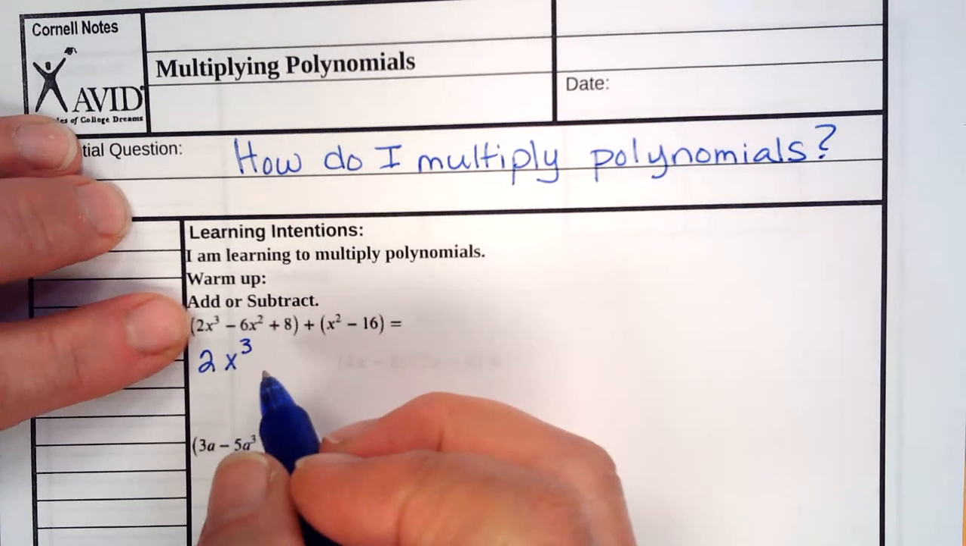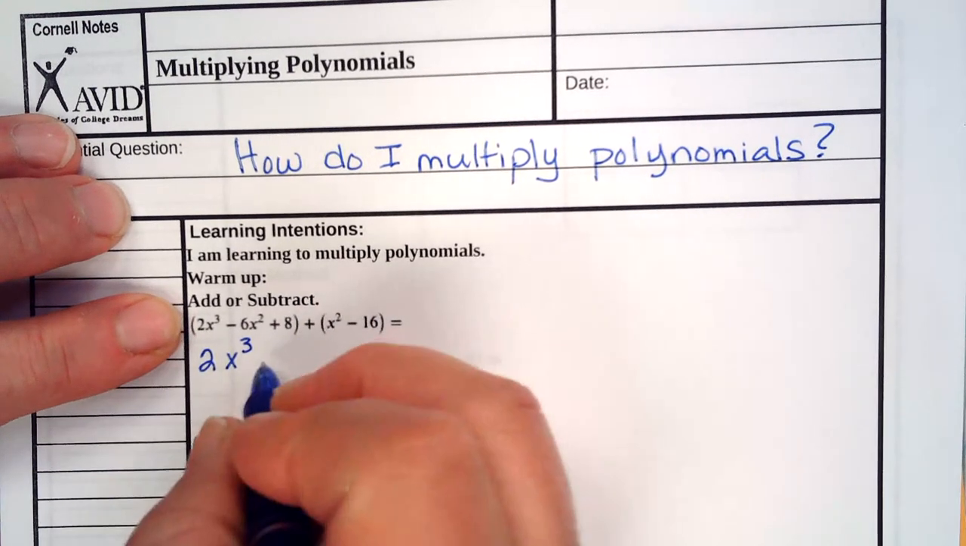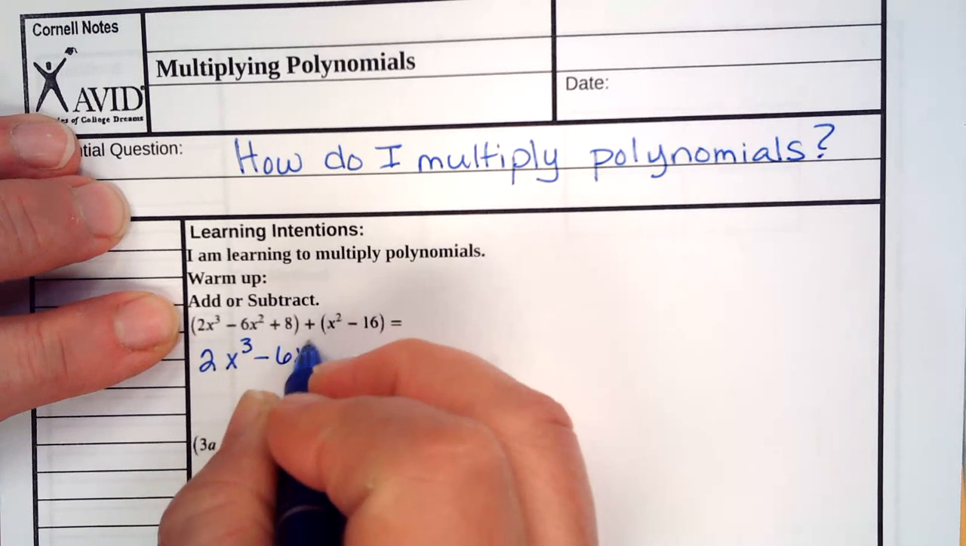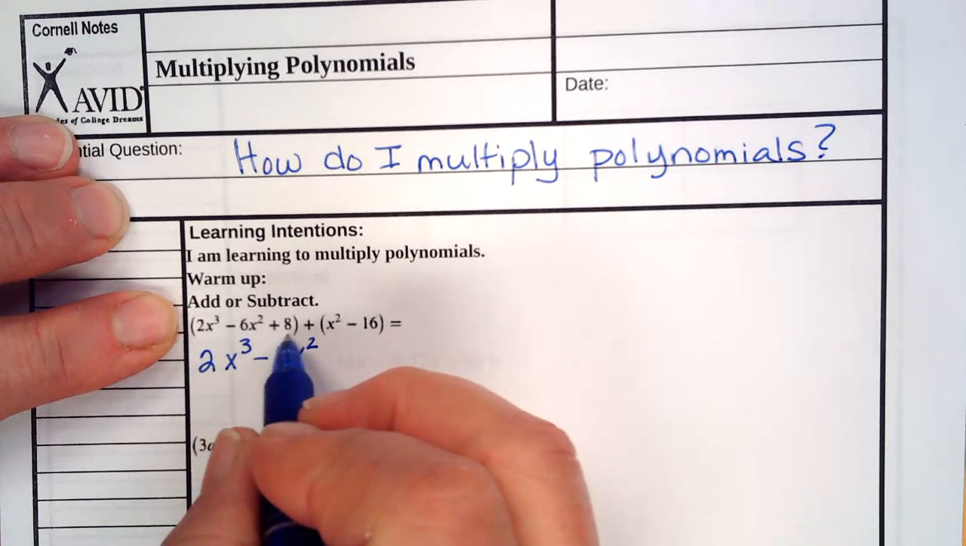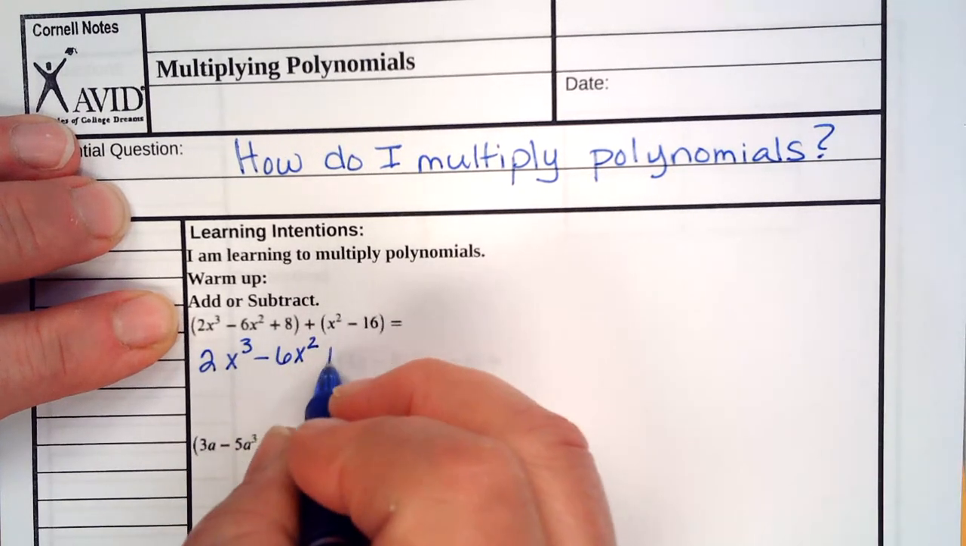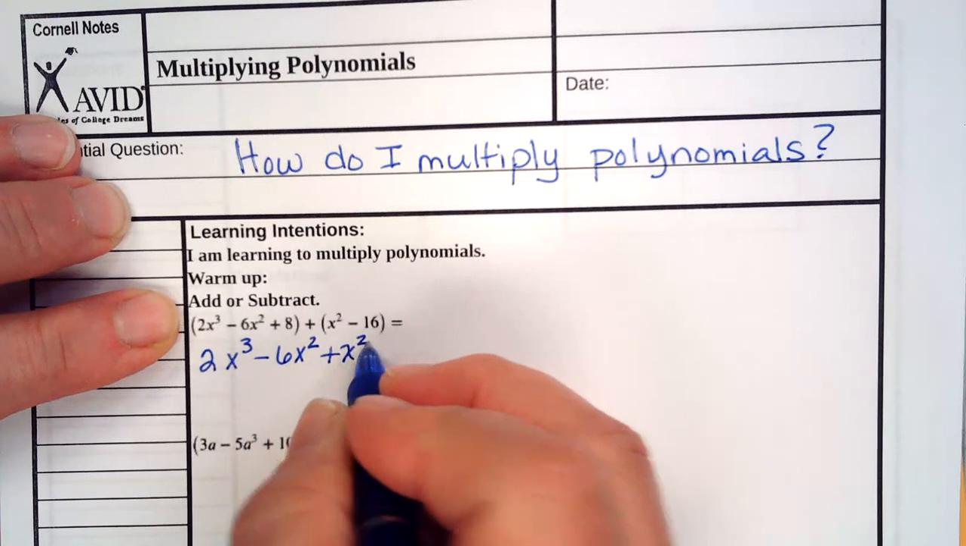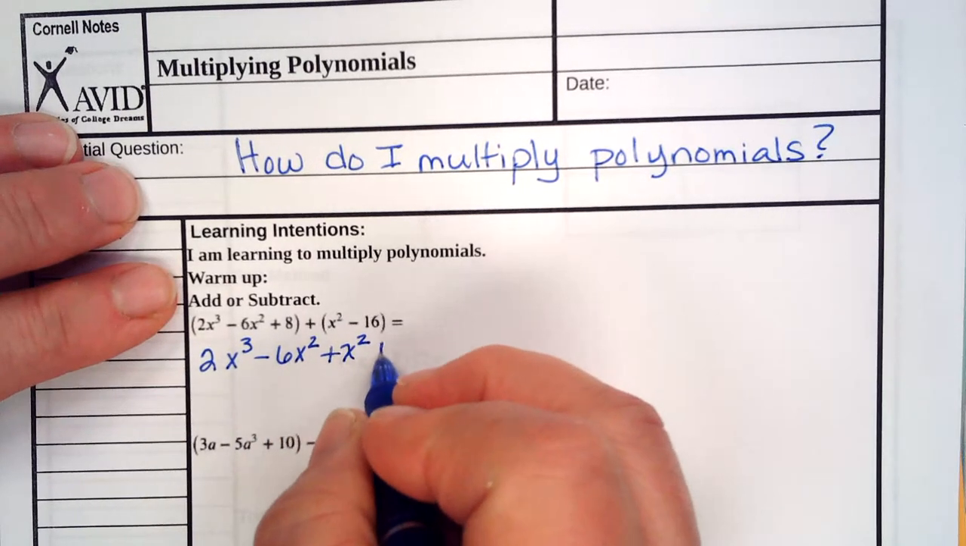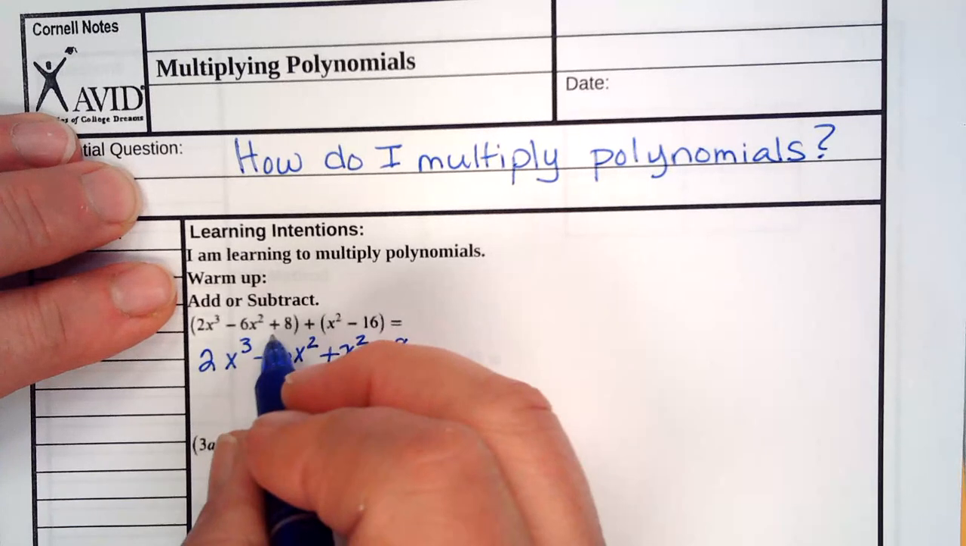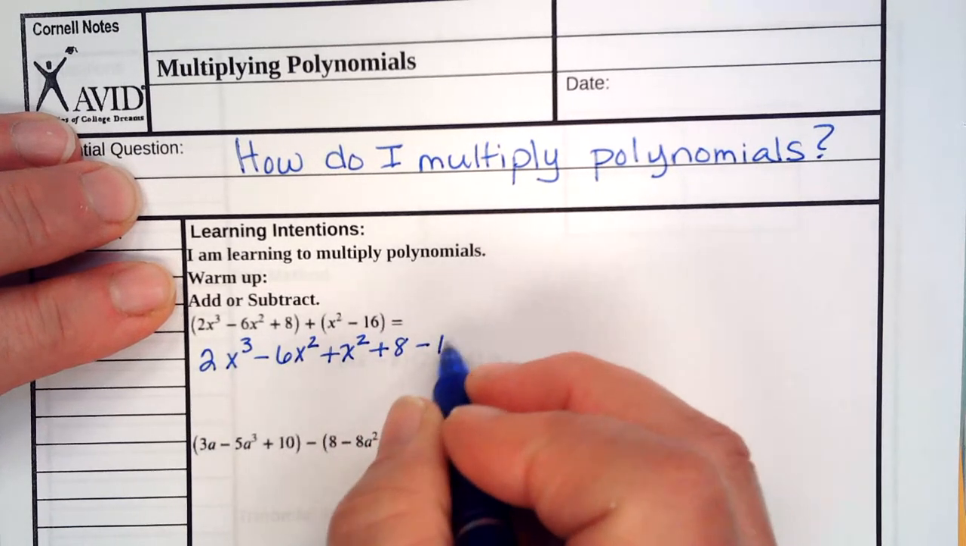Now I'm looking for my x squared terms. Minus 6x squared. Do I have any more? Plus x squared. Now my numbers. Plus 8 minus 16.